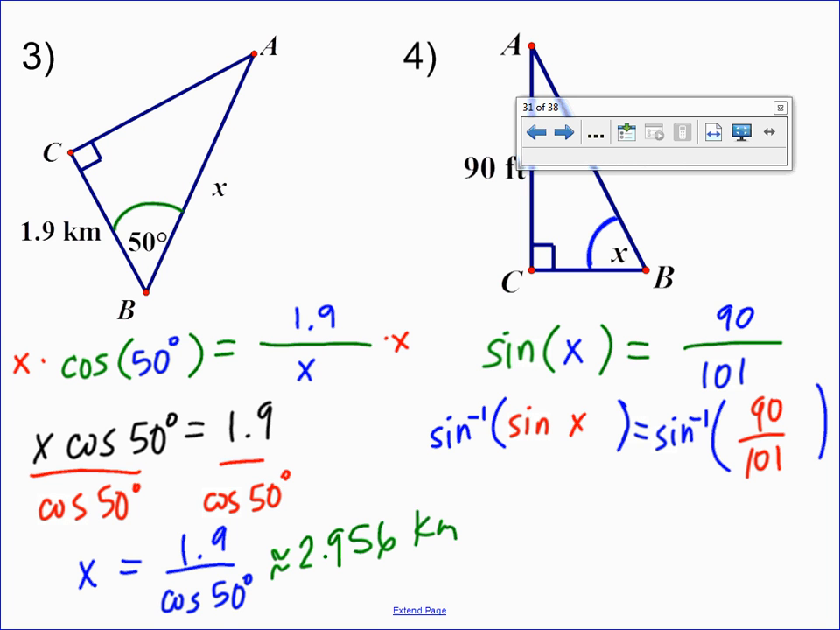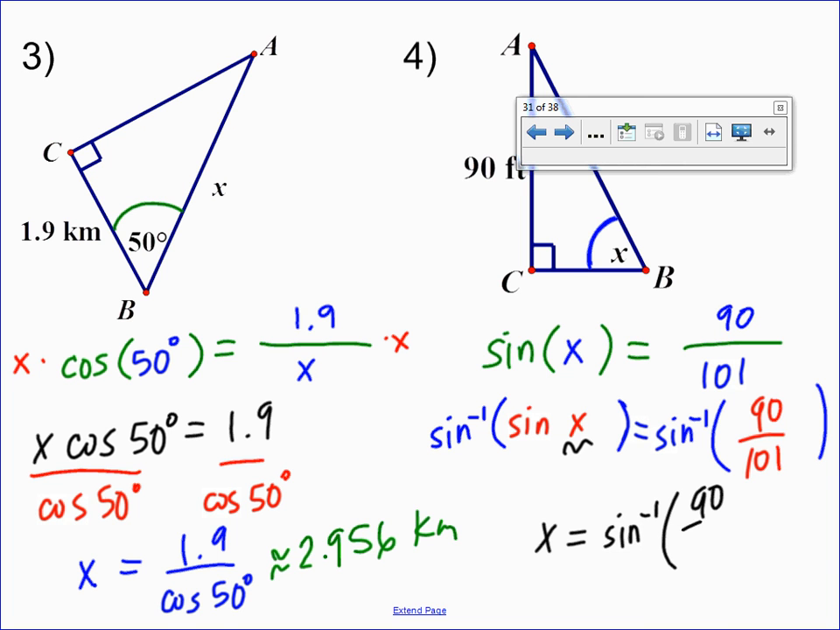The inverse function undoes the original function. What's the inverse sine of sine? Well, it's whatever was in my original input. So the inverse sine of sine of x is just x. That's why we took the inverse sine. We wanted to get x alone and solve. So an inverse function undoes the original function and gets at that input. The inverse sine of 90 over 101 is my exact answer.